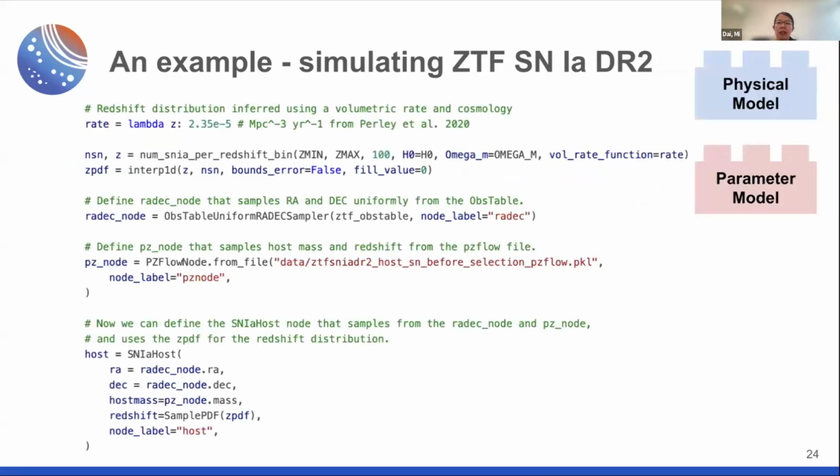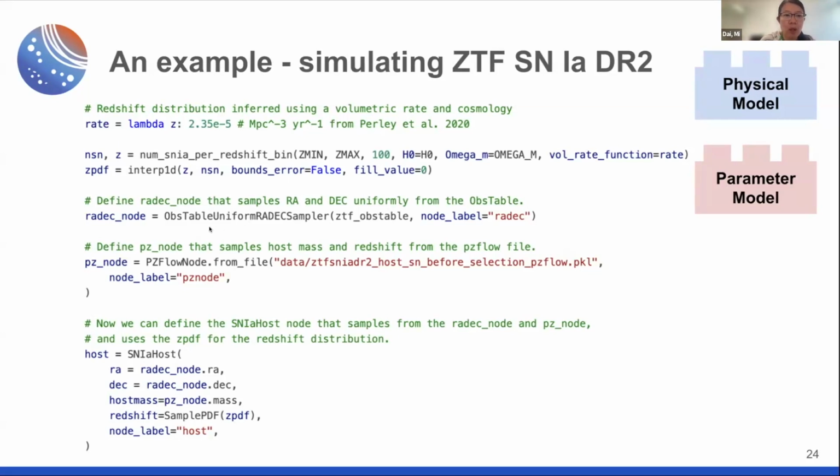Now here comes the physical model that we define, which basically describes how the transient, the supernova, behaves. And this will be coupled with the parameter model as I have described earlier. For simulating this ZTF sample, we want to use some volumetric rate from the literature, and we can calculate the number of supernovae based on this rate and the redshift distribution.